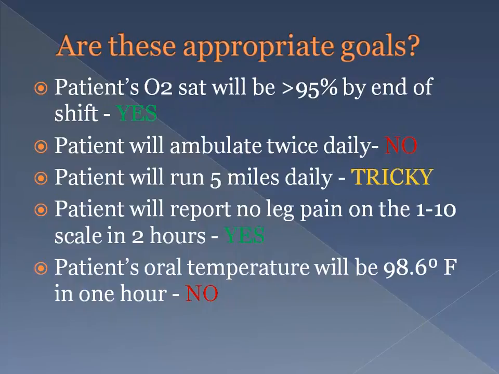Patient's oral temperature will be 98.6 degrees Fahrenheit in 1 hour. When you first look at this, you'd probably say, well, yeah, that's an appropriate goal. But how hard is it going to be for us as the nurse to make sure that temperature is 98.6? As it's written, no, that would not be an appropriate goal. What we could do to fix that would be to include a range of temperatures. Maybe we'd want it to be from 97 to 99 degrees Fahrenheit. So when you have a situation like that, when you're talking about a blood pressure or a heart rate or something that fluctuates, it might be better to include a normal range or your goal range instead of a specific number.